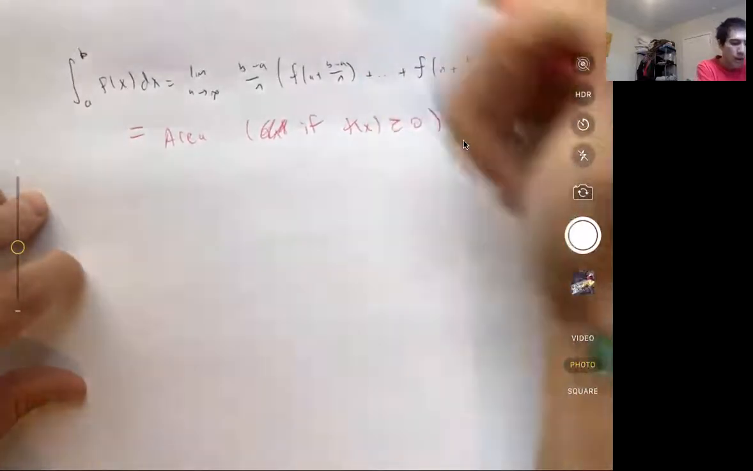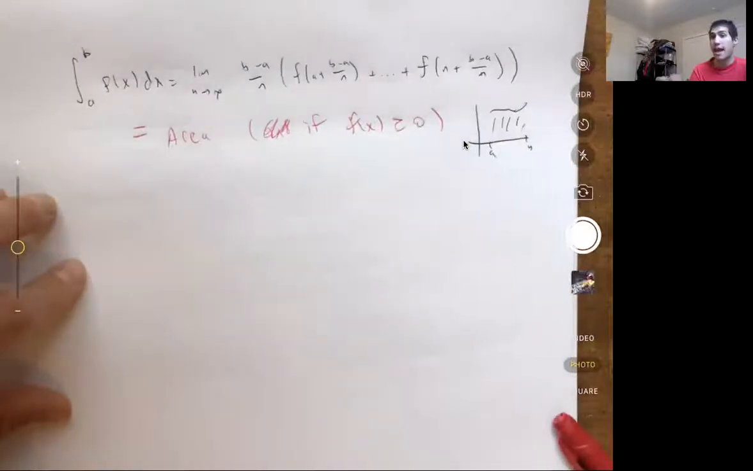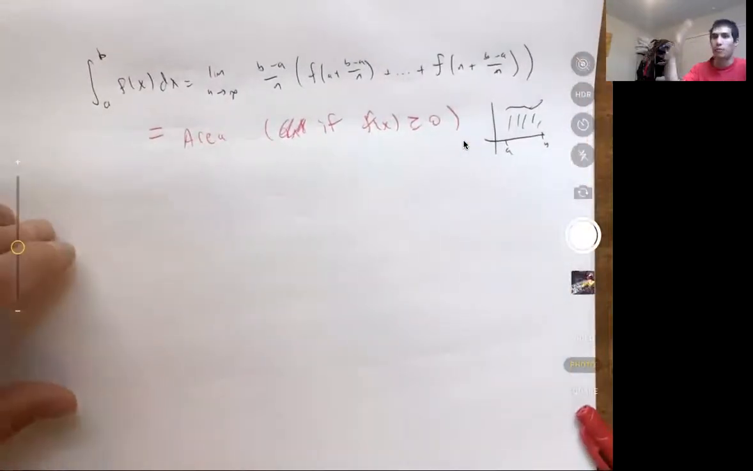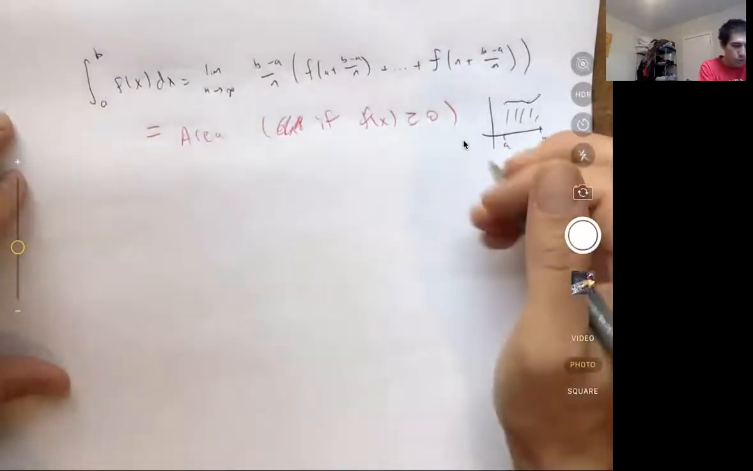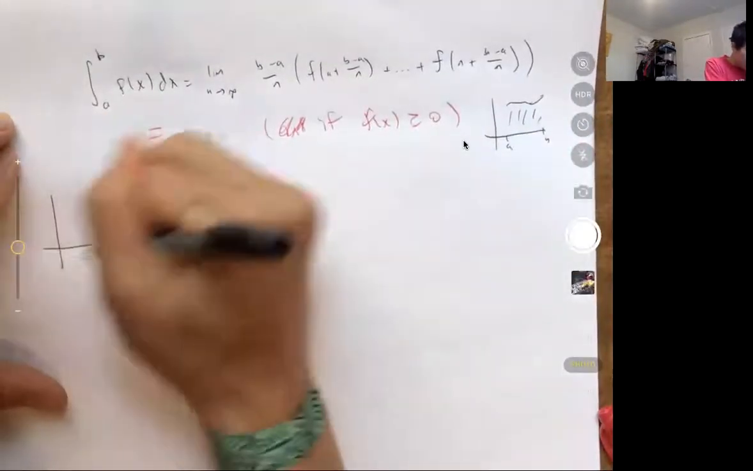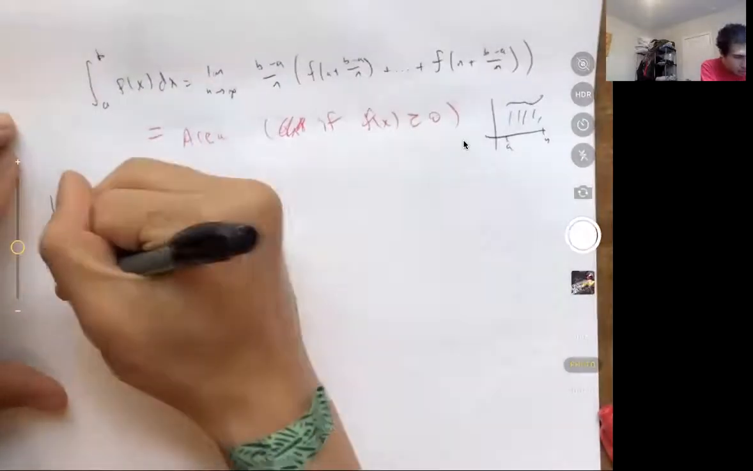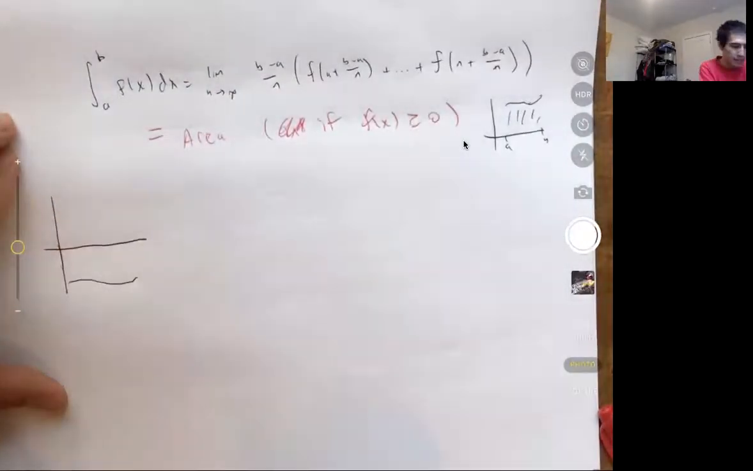So I want to think about what happens when f of x is negative, or when f of x takes both positive and negative values. So for example, let's think about a situation where f of x is just negative. So f of x is below the x-axis here. So I'm looking at it something like this. Maybe f of x looks like that.